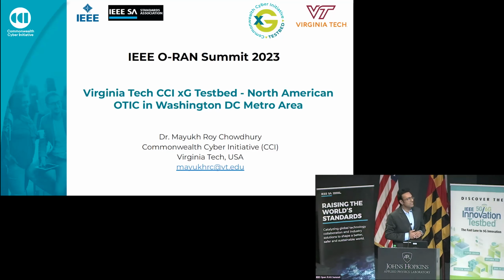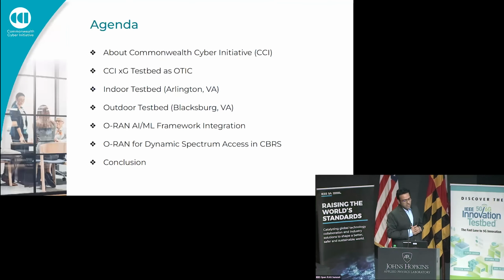Thank you, Ashutosh, for the introduction and also for inviting me to this talk and to IEEE as well. So I'm going to give a brief overview of the Virginia Tech CCI xG testbed that has recently been approved as an OTIC center, and that is very close to the Washington, DC metro area. Let me give an overview of the agenda. I'll talk in brief about the CCI and how we have built this testbed as the OTIC platform. Then two primary components of the testbed: the first is the indoor and the second is the outdoor testbed. And then I'll talk about a few research efforts we have done in this testbed.